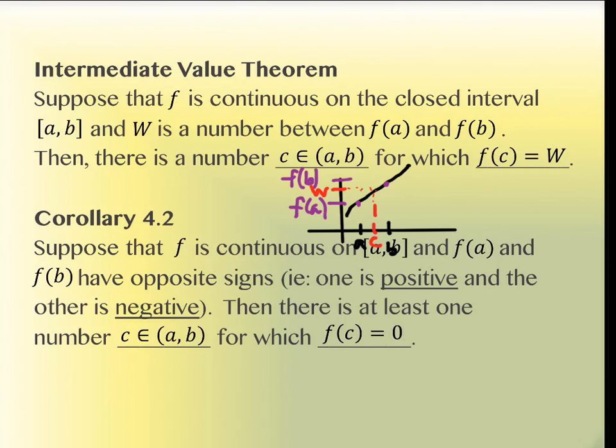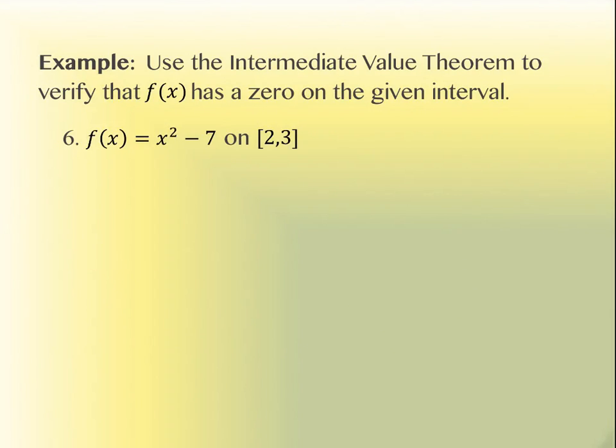And that's what we're going to do for the last example. All right, it says use the Intermediate Value Theorem to verify that f(x) has a 0, and that phrase "has a 0" means crosses the x-axis, on the given interval. This is a very easy process to verify. According to the corollary, we have to verify that one of the endpoint values is positive and the other is negative. So we're going to evaluate our function at 2 and at 3.